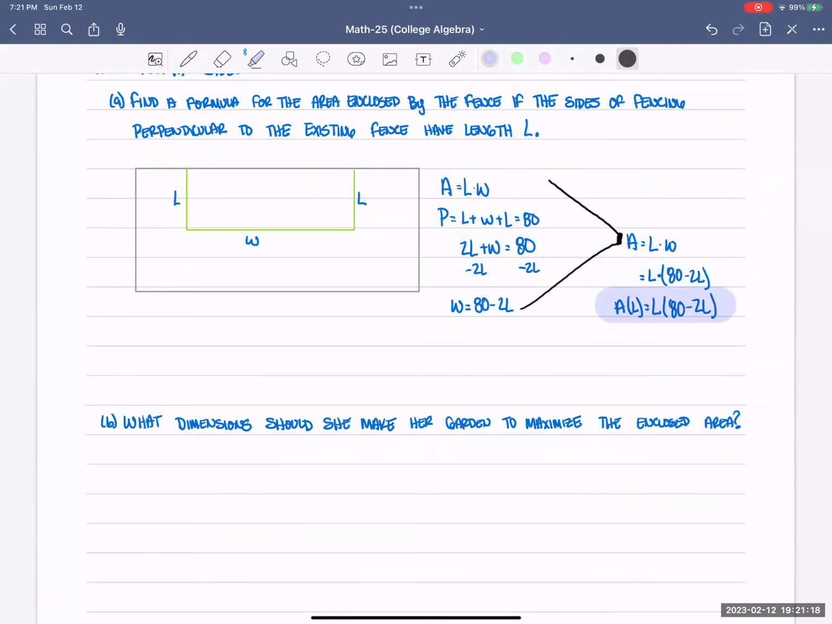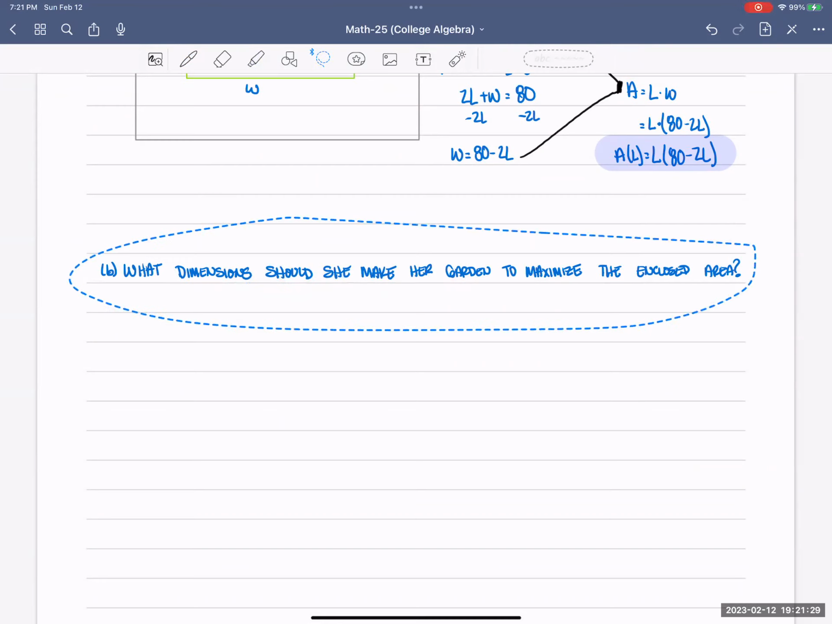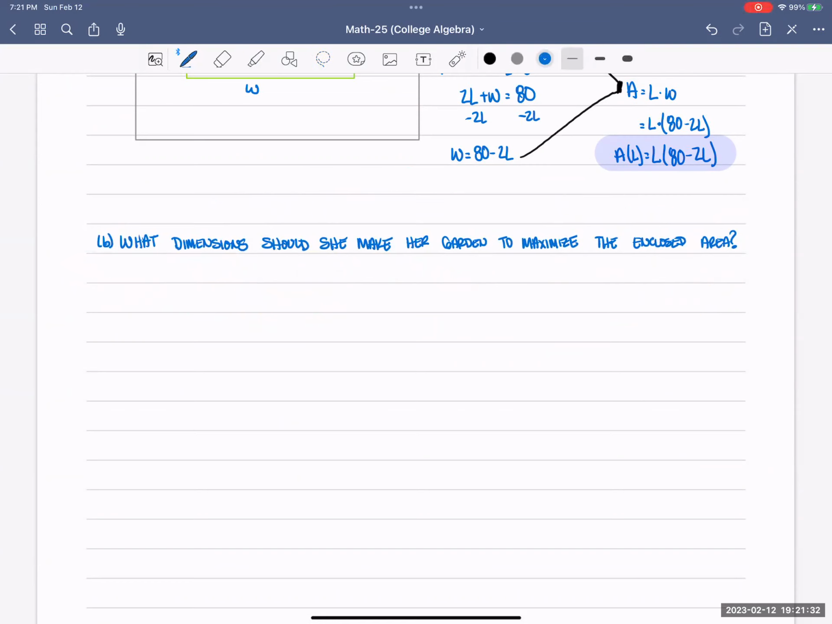So we got that. And now what dimensions should she make her garden to maximize the enclosed area? So we want to see a max of area. To maximize area, it looks already like we have a quadratic if we were to expand this. We have L squared, which is a quadratic function. A quadratic is either going to have a minimum value or a maximum value, and I think we end up with the maximum value. So let's find the vertex of our parabola.